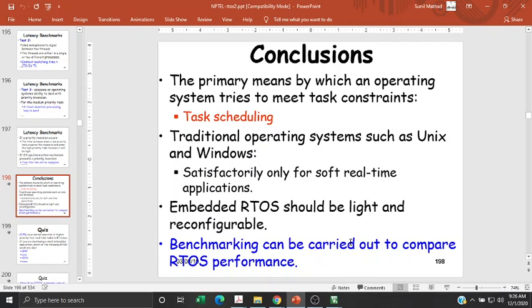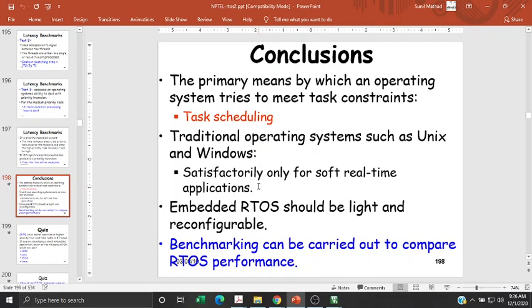The primary means by which an operating system tries to meet task constraints is task scheduling. So most often, scheduling is a prominent aspect of an RTOS. In other operating systems such as Unix and Windows, for soft real-time applications, most often the functionality is given more prominence compared to the timing. So timing is there, but it takes a back seat, whereas functionality and timing stand on the same platform in terms of an RTOS, or real-time operating system.